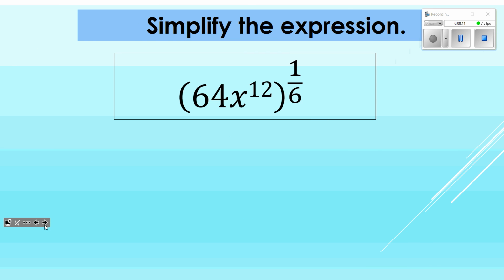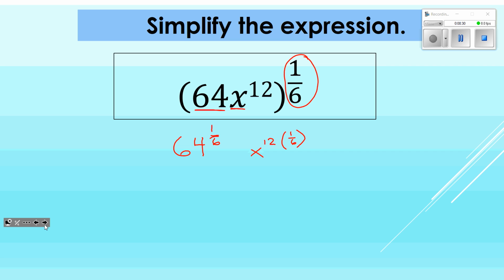Okay, let's look at this one. Again, we have an exponent outside. Inside the parentheses, we have 2 bases, so we have to apply that exponent to both of the bases. So first we have 64 to the 1/6 power, and we have x to the 12th raised to the 1/6 power.